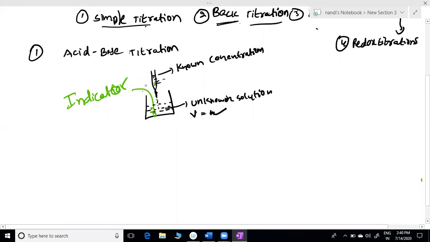So we are adding indicators. What is the role of indicator? End point of the reaction. Whether the reaction is completed or not is decided by the indicator. Are you getting my point? What is the role of indicator? We can find out whether the reaction is completed or not. That's only. Okay.